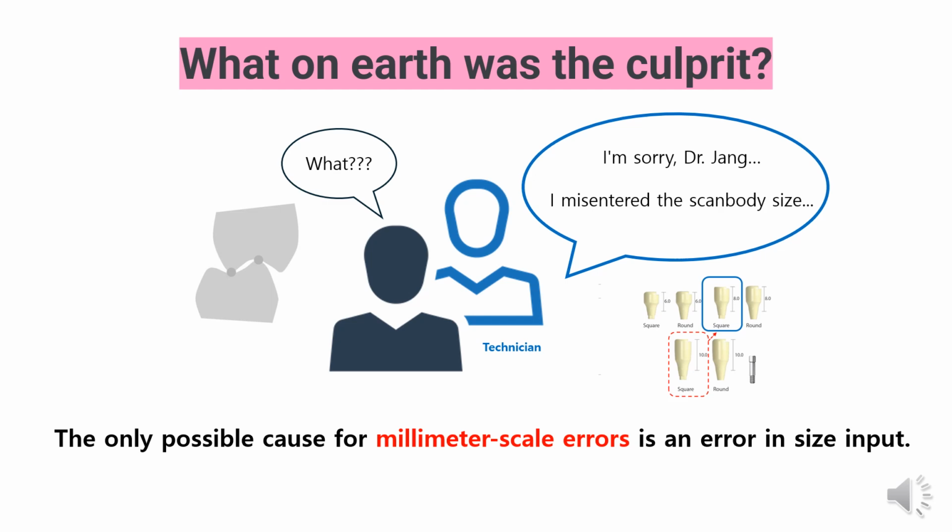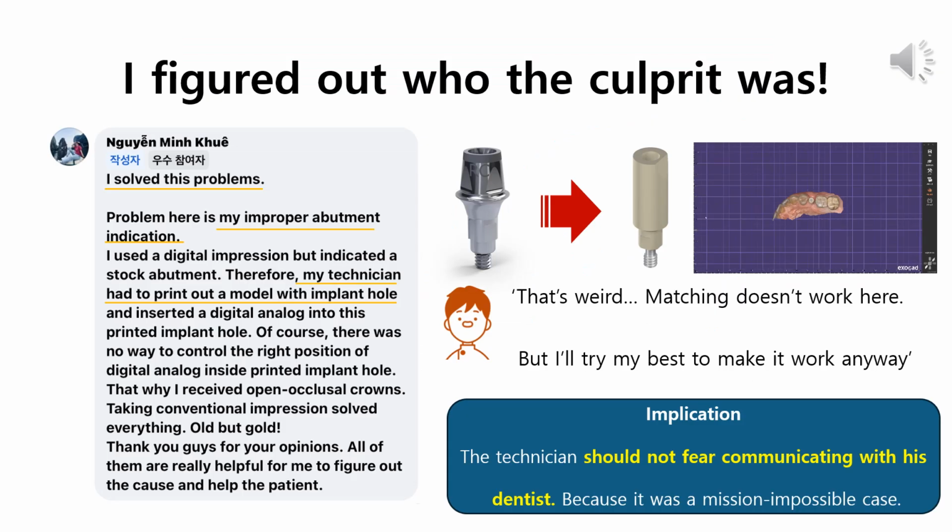So what on earth was the culprit? Interestingly, the questioner himself revealed the culprit. The culprit was in a different place than we expected. An error occurred during the process of matching and merging, but it was due to user input error.